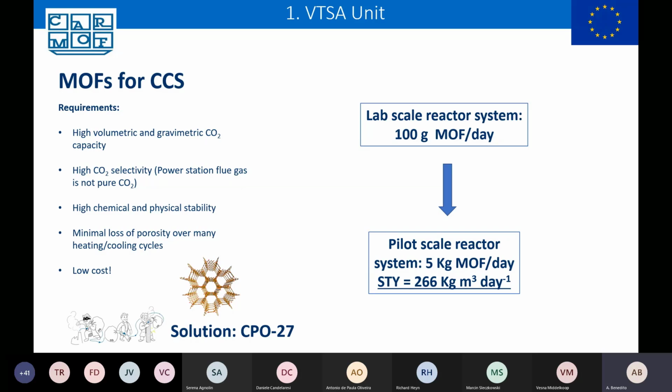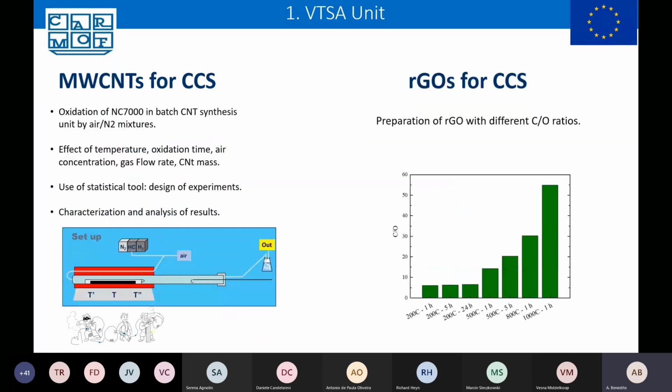In this way, one of the most interesting MOF materials that we have worked on in the CarbMOF project has been CPO-27, better known as MOF-74. In the initial moments of the project we worked in a small scale reactor system, around 100 grams, and then we reached a pilot scale reactor producing 5 kilograms of MOF per day.